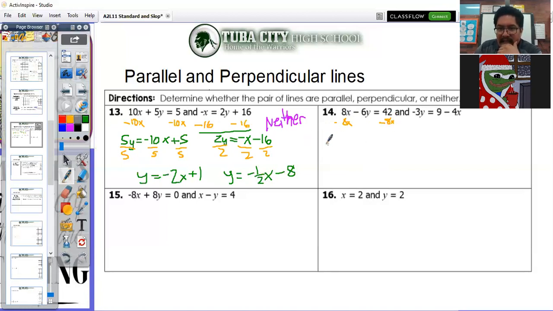So minusing 8x, I get negative 6y equals, and again, I could say 42 minus 8x, but I'm trying to make it look like y equals mx plus b. So everything you do should try to make it look closer and closer to y equals mx plus b. And then lastly, I need to get rid of this 6, but now I have to divide everything by negative 6.